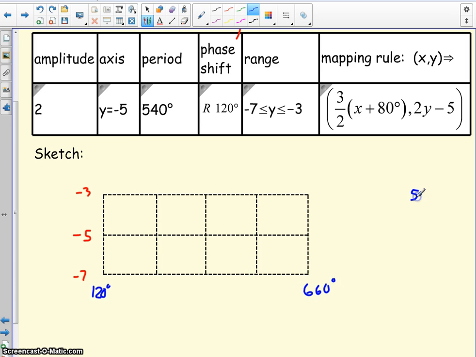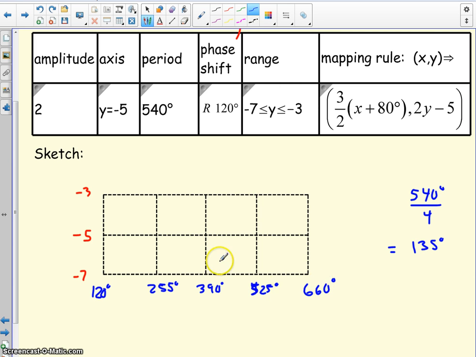Okay, and to find out the rest of my x values, I take my period, divide it by 4. So 540 degrees divided by 4 is 135. So I'm going to add 135 for each amount that I go up, each quarter of the cycle that I go up on x. So 120 plus 135 is 255. Okay, and then I get 390, 525, and then of course 660.